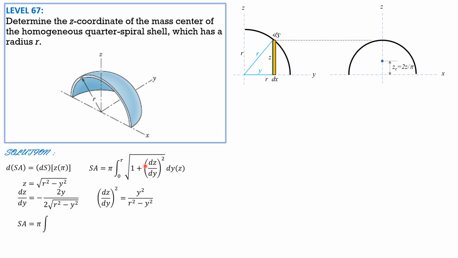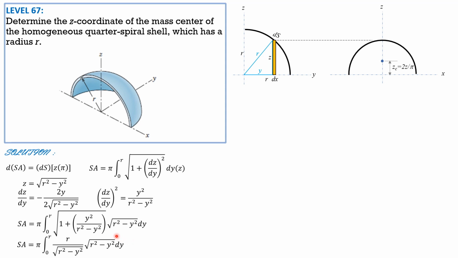So substitute here. Surface area is pi integral from 0 to r of square root of 1 plus y square over r square minus y square, then z, which is square root of r square minus y square, dy. If we simplify the value of the radical here, it is r square minus y square plus y square. So the numerator will be r square, and the denominator will be r square minus y square. So square root of r square is r. Then we have square root of r square minus y square in the denominator. So surface area is pi integral from 0 to r of r over square root of r square minus y square times square root of r square minus y square dy.